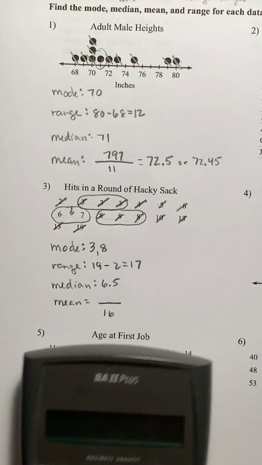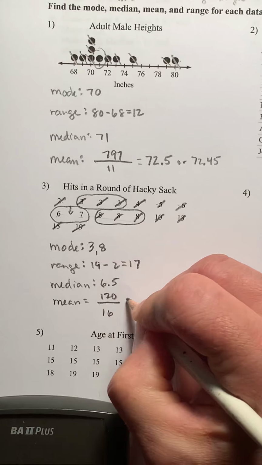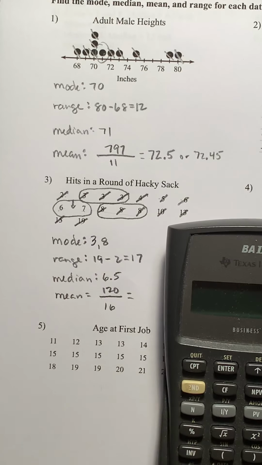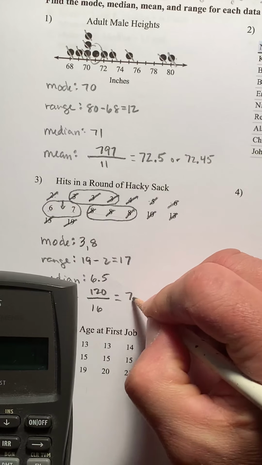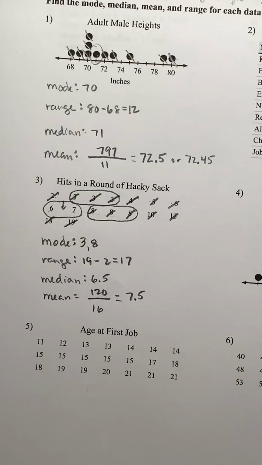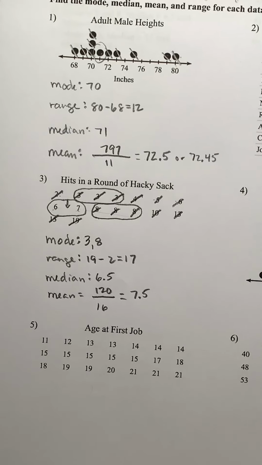These guys all add up to 120. And of course, we're going to calculate that. We're going to go 120 divided by 16. And the calculator tells us 7.5. Make sure you get the decimal here. This one has to be a decimal that ends. And so write out the entire decimal.